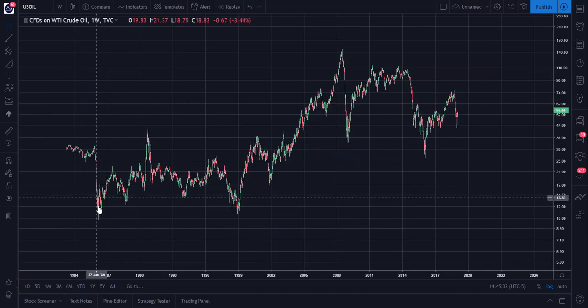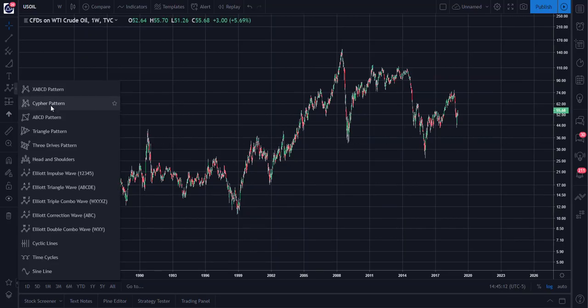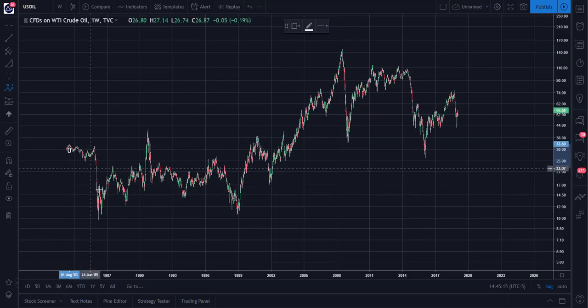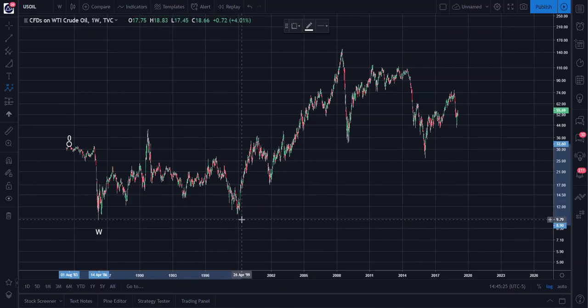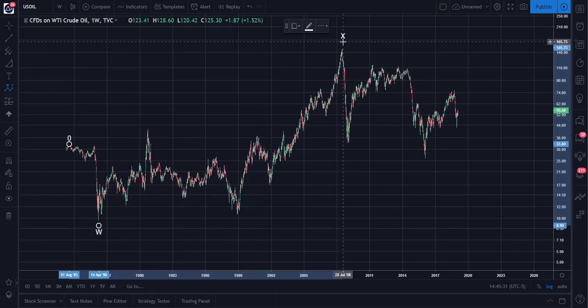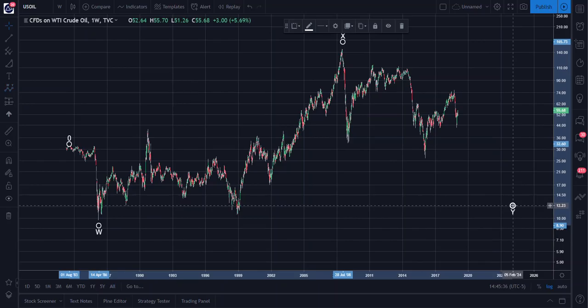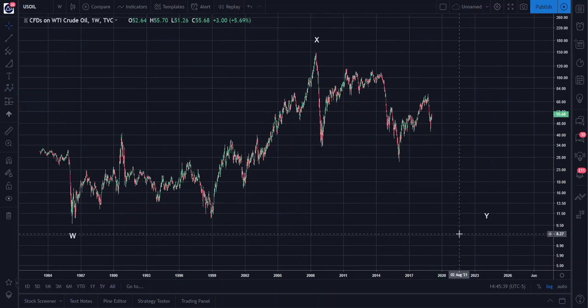So if we call this an ABC, and therefore it's a 3-wave swing, you can see A, B, and 5 waves down. Let's say we can call that W, big W. And everything from here was an ABC, A, B, C. That's where you see the 5 subwaves. And that makes the X. And I think we're on for the Y. You ain't seen nothing yet in oil, I guess.